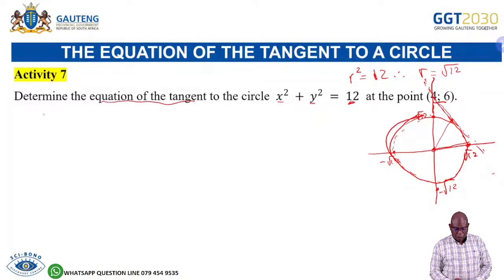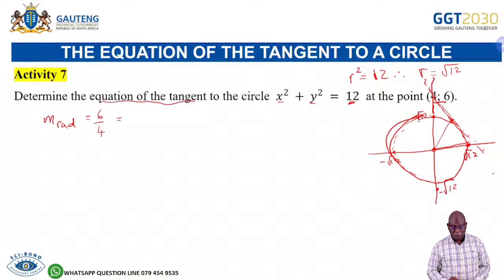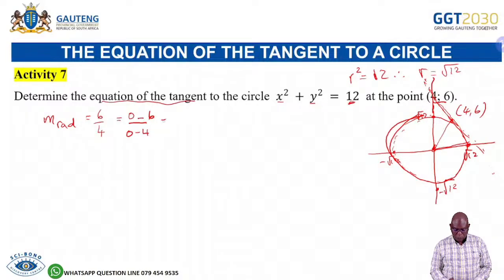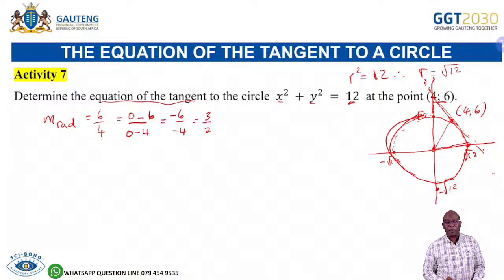Now, what will be the gradient of the radius? So the gradient of the radius will be equal to 6/4. How do I get the 6/4? It will be 0 minus 6 divided by 0 minus 4, remember this is 0, and this is 4 and 6, which gives me -6/-4, which gives me 3/2 positive.